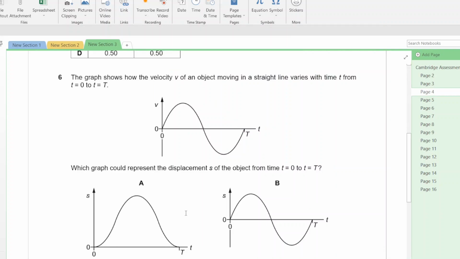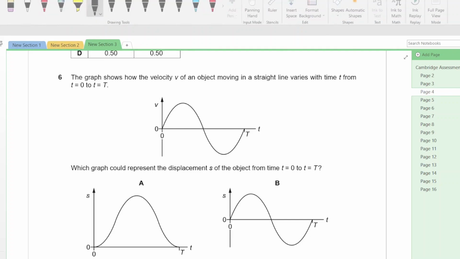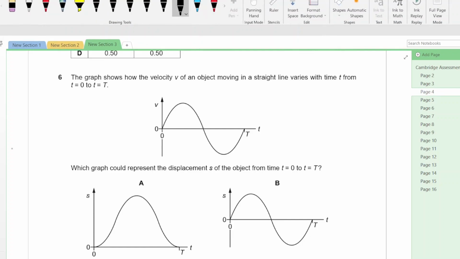Now, I am at question 6. The graph shows how the velocity of an object moving in a straight line varies with time t from t equals 0 to t equals T. This is a velocity-time graph. Which graph would represent the displacement s of the object from time t equals 0 to time t equals T?